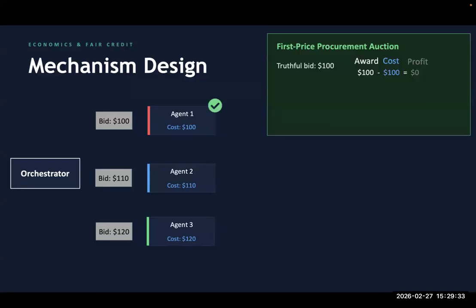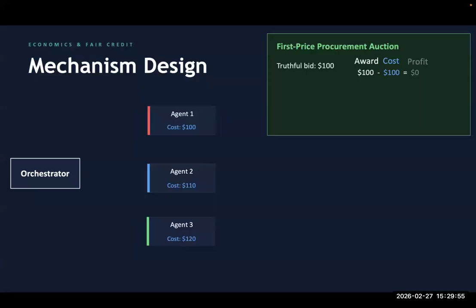So in a first price procurement auction, what happens is you basically say whoever has the lowest bid wins. So with the truthful bid of 100, agent one was awarded $100, right, to complete the task, and then they go and complete the task, which cost them $100, and they got a profit of zero because they truthfully bid what the cost actually was.